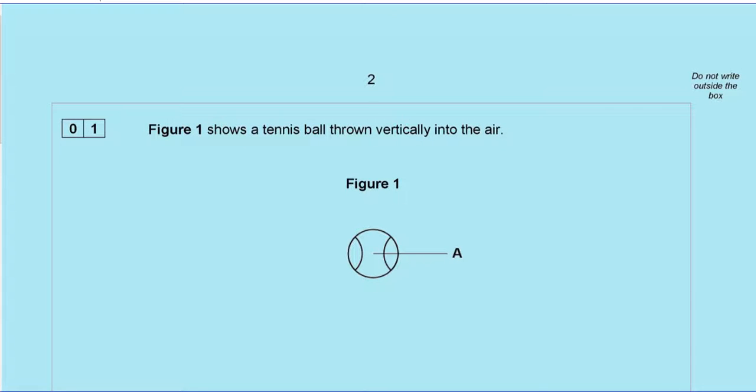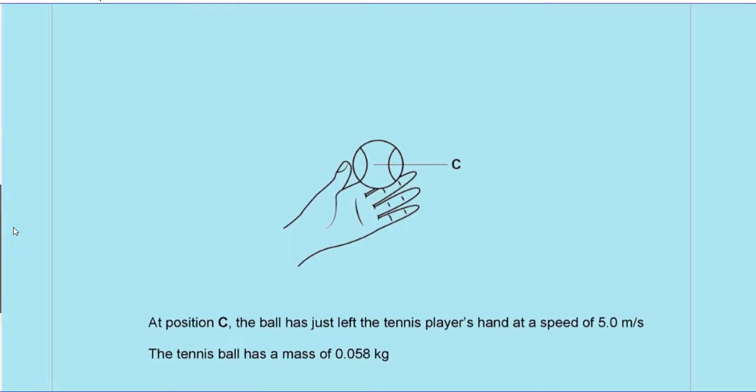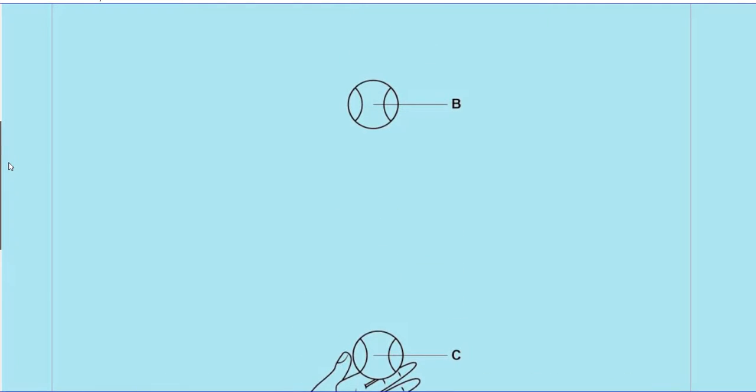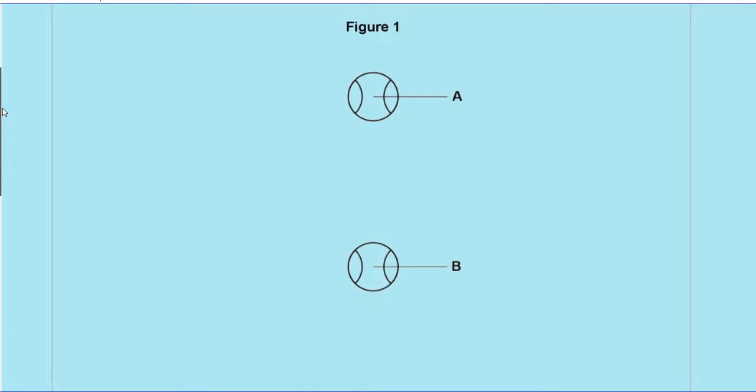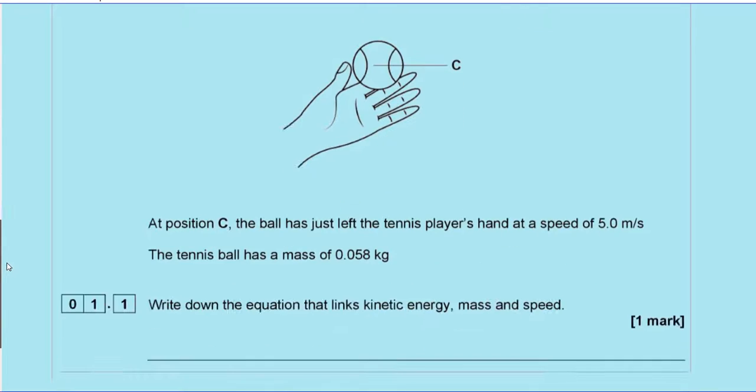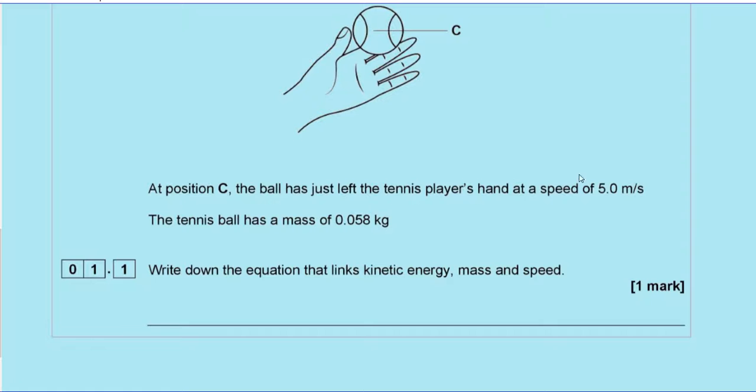Right, so in question 1 we've got a tennis ball that's been thrown up vertically into the air. It starts off at position C and it goes up to reach a maximum position of A. So we're given a bit of information which we're going to use later on, but the first thing we've got to do is to write down the equation for kinetic energy that involves mass and speed.